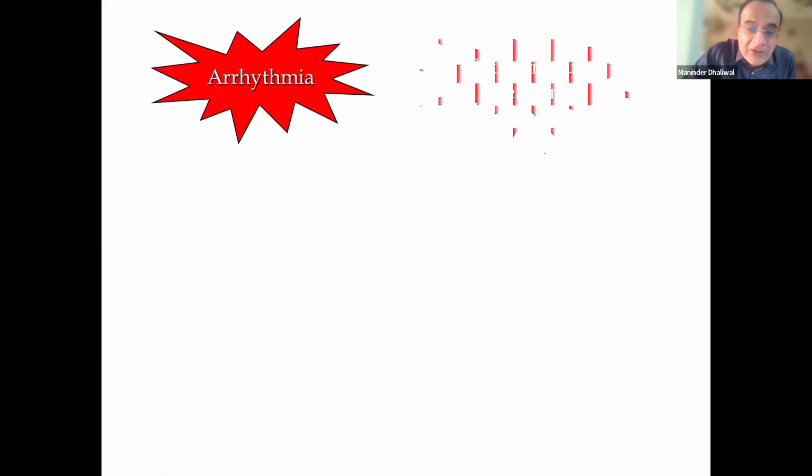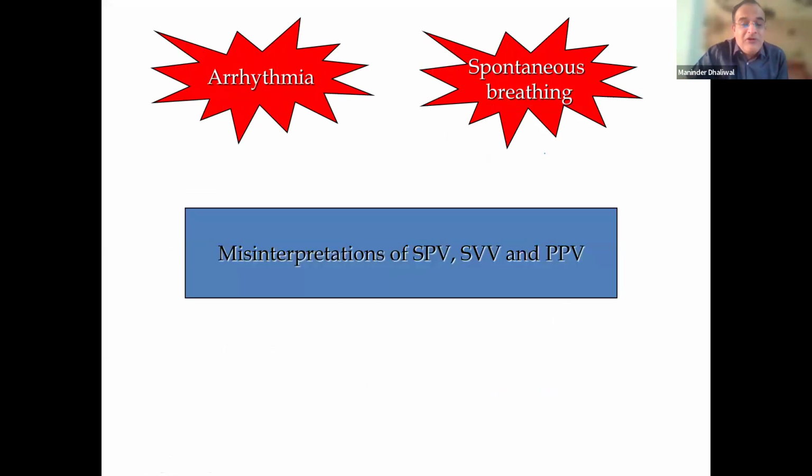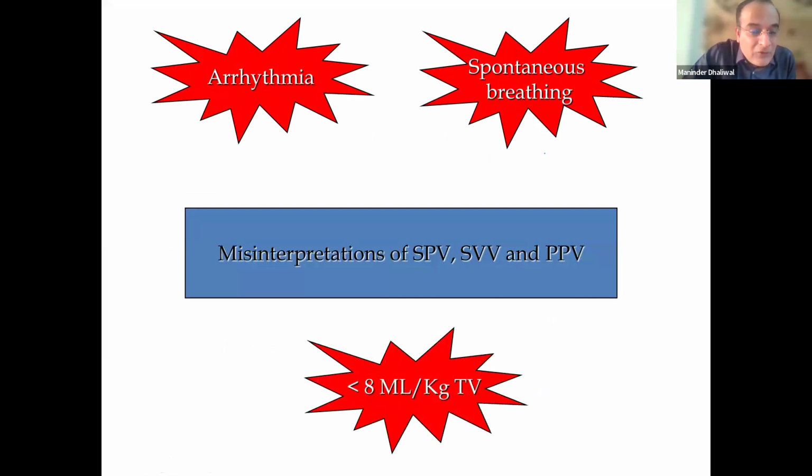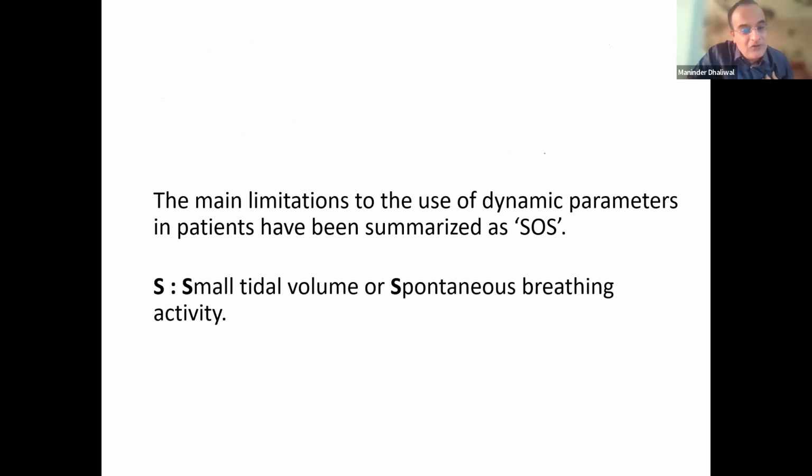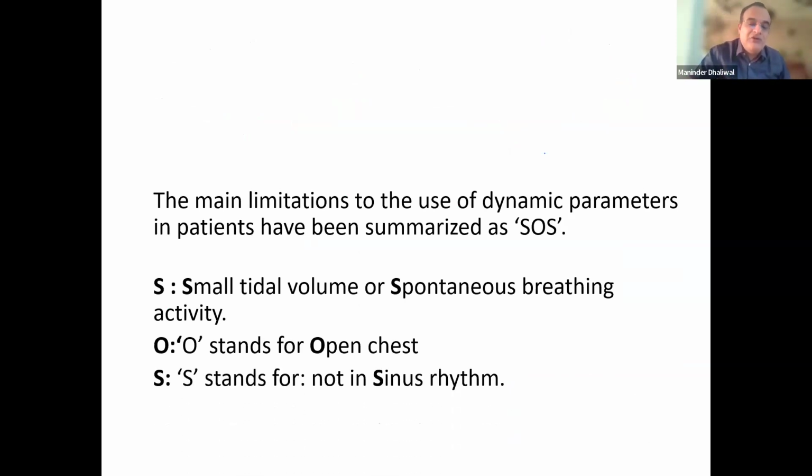It is not applicable in the case of arrhythmias, and not applicable when the patient is spontaneously breathing, so misinterpretation can happen. Also if the tidal volume is less than 8 ml per kg. In a spontaneously breathing patient, we might not know how much volume per kg that patient is getting, and it will not create that much change in the thoracic volume to create a change in the blood pressure. So there are also some limitations with this. The limitations being spontaneous breathing or small tidal volume, or if the chest is open, where thoracotomy was done for some reason, then it will not work because the thoracic cage is open, and if the patient is not in sinus rhythm.